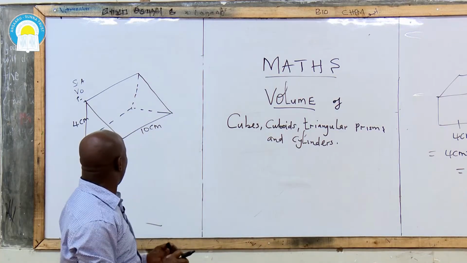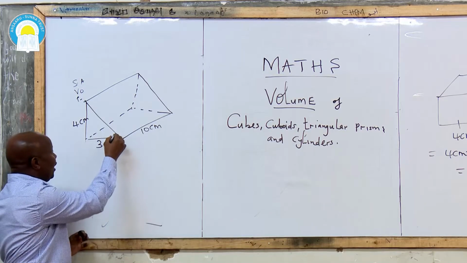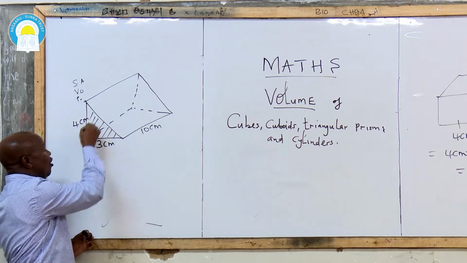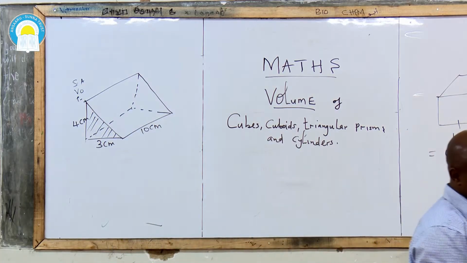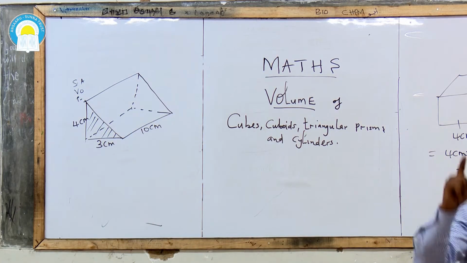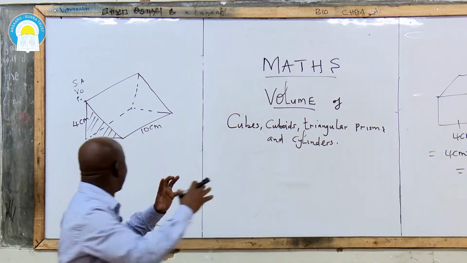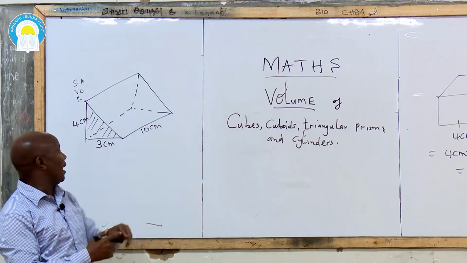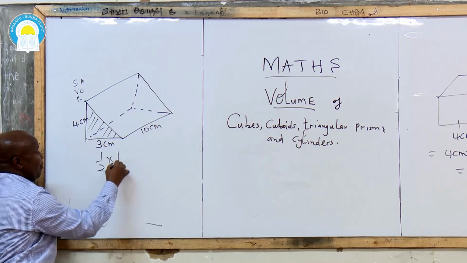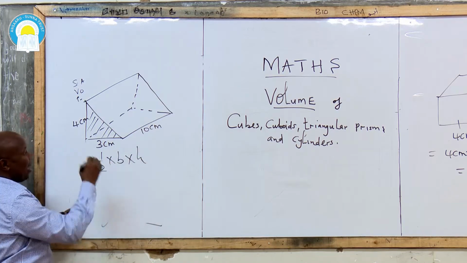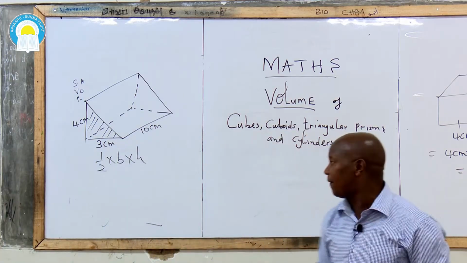In our case here now, and I want you to master this, area of the cross-section is area of the triangle. And the class we have done so many times, area of a triangle is a half multiplied by base multiplied by height. So in short, just get the area of the triangle, then you multiply it times the length. In our case here now, our base is 3 centimeters and our height is 4 centimeters.